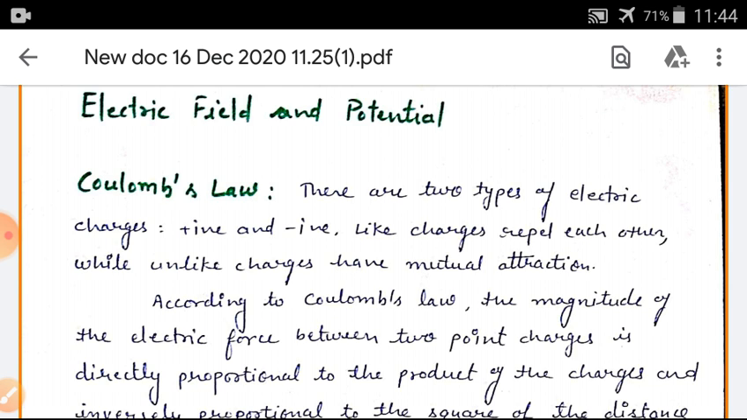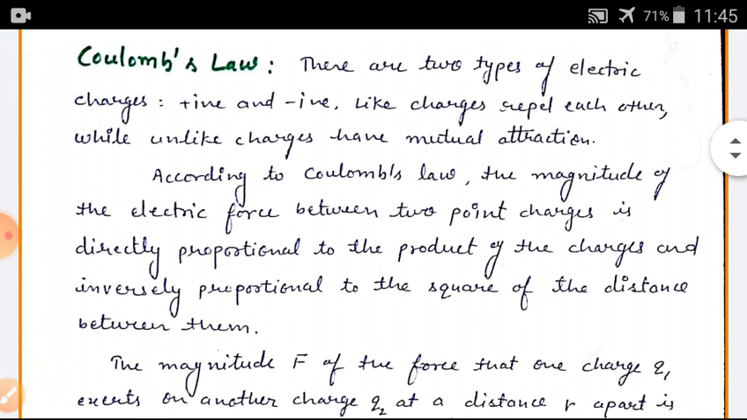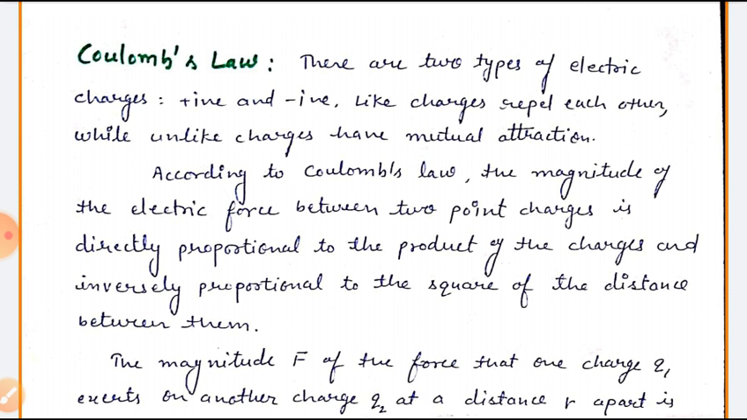There are two types of electric charges, positive and negative. Like charges repel each other while unlike charges have mutual attraction. According to Coulomb's law, the magnitude of the electric force between two point charges is directly proportional to the product of the charges and inversely proportional to the square of the distance between them.